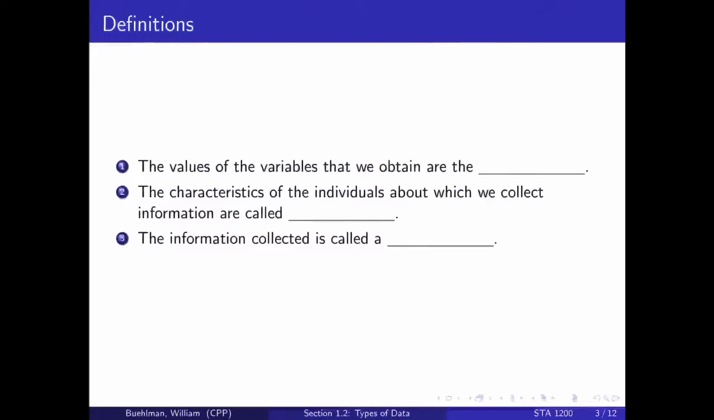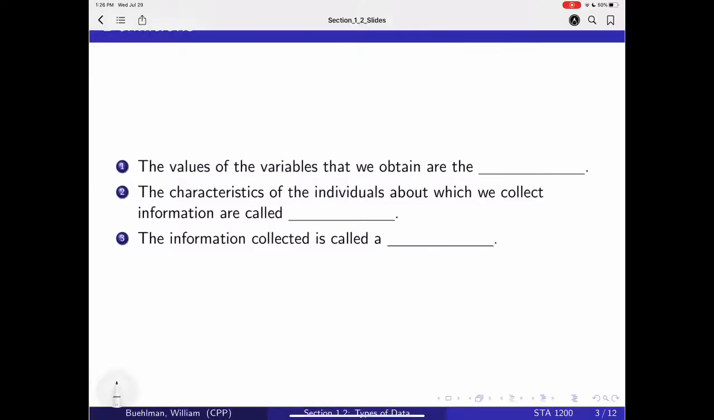So first we have to go through a couple of definitions. The values of the variables that we obtain are the data. The characteristics of the individuals about which we collect information are called variables. The information collected is called a data set.